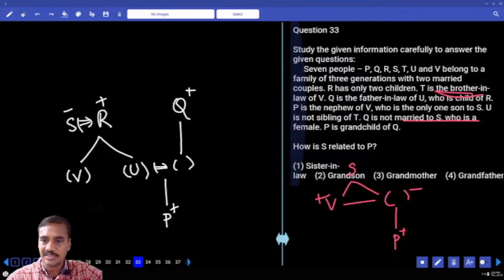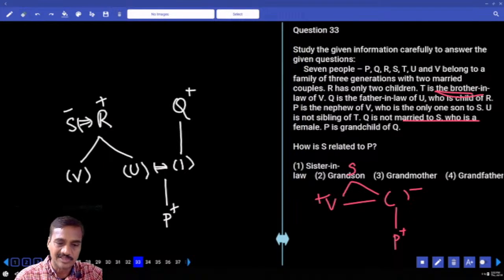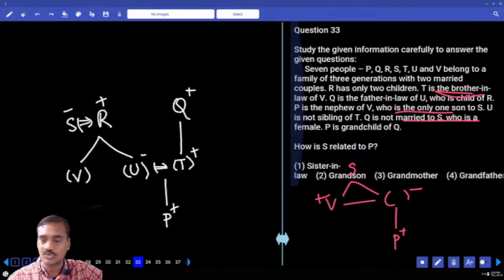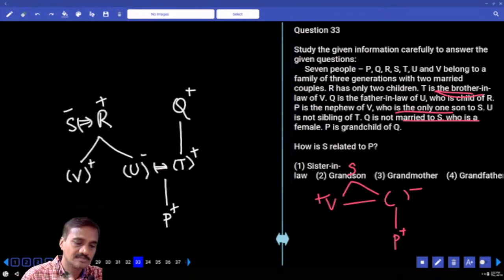And next one, T is the brother-in-law of V. T must be a male. If T is male, U is a female. And V, who is the only son, is a male.